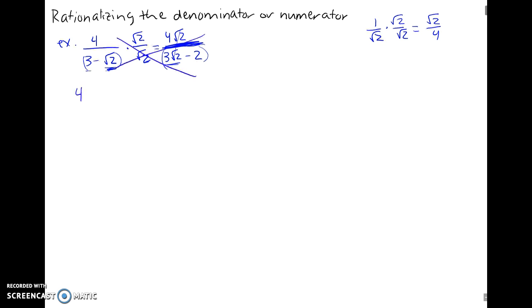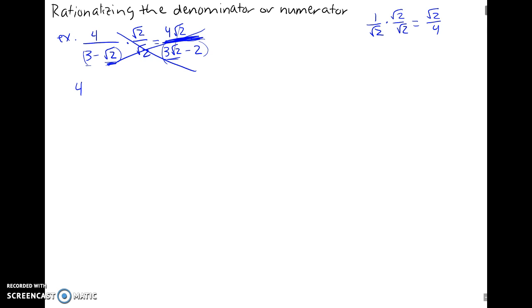But what we are going to do is make it into one that will multiply to be the difference of two squares. So you have 4 over 3 minus root 2. Okay, we're going to multiply by what's called the conjugate. So 3 minus root 2 and 3 plus root 2 are conjugates. Okay, so this is the conjugate, it has the opposite sign.